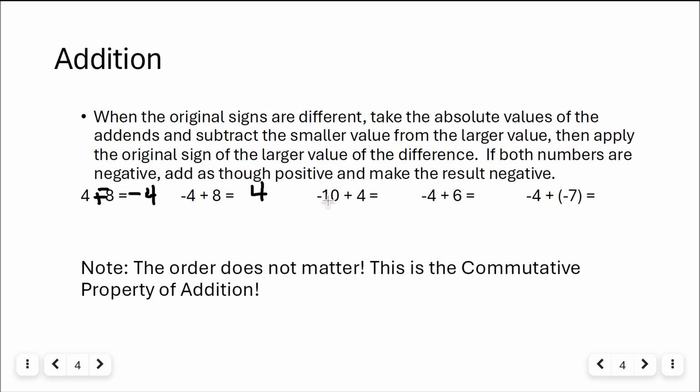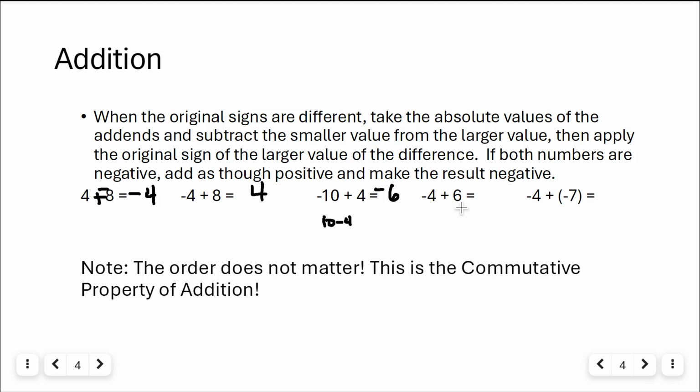-10 plus 4. Subtract the 2 numbers as if the signs aren't there. So 10 minus 4 would be 6. Now take the sign of the higher number. The higher number would be the 10 compared to 4, but it's negative, so the answer is -6. -4 plus 6.